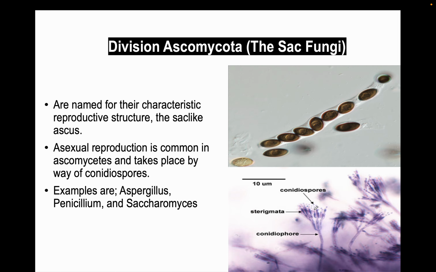Then we have the sac fungi, division Ascomycota. The name of the division comes from the fact that the structure forming the sexual spores is a sac-like structure, called the ascus or the asci. It's common in ascomycetes that asexual reproduction takes place by means of conidiospore formation. And as already shared with you, asexual reproduction is the default, no? It's the normative cycle followed by fungi. Examples of Ascomycota include Aspergillus and Penicillium as mold examples, and Saccharomyces as a yeast example. Take note of some specific structures: the conidiospores, naked asexual spores; and the conidiophores, specialized fertile hyphae bearing the structure that produces the conidiospores.